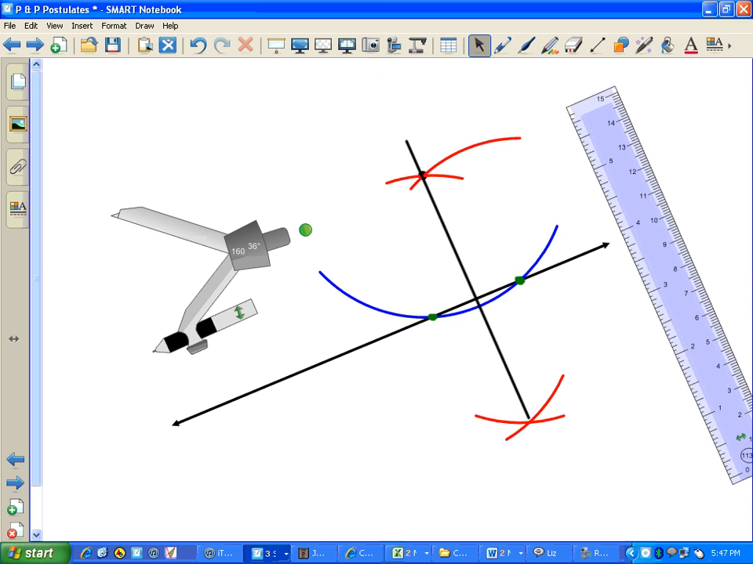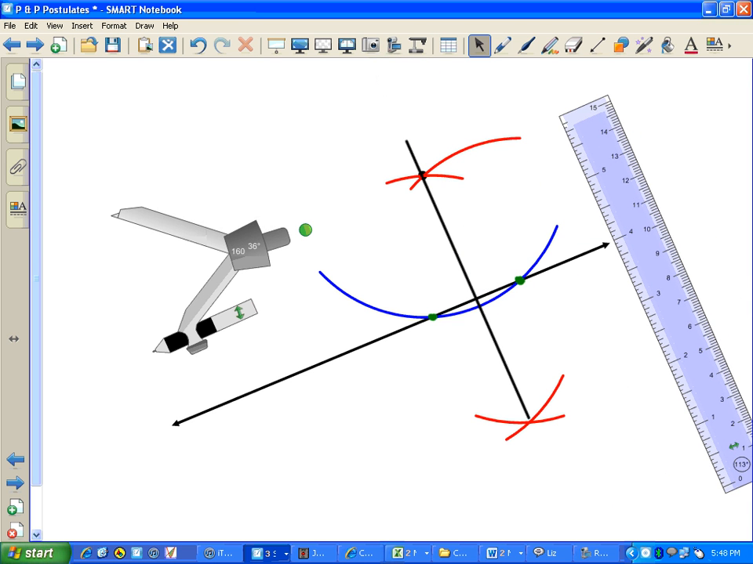Now I've got a segment that goes through the point and is perpendicular to the line that I was given. Okay, and this is the only line that is going to go through this point and be perpendicular to this line.